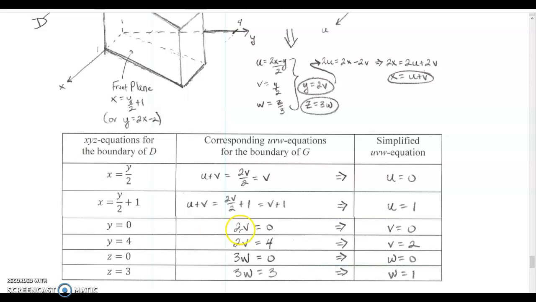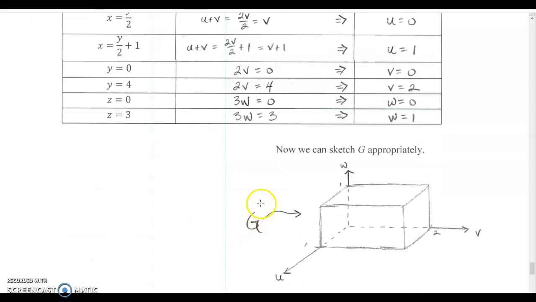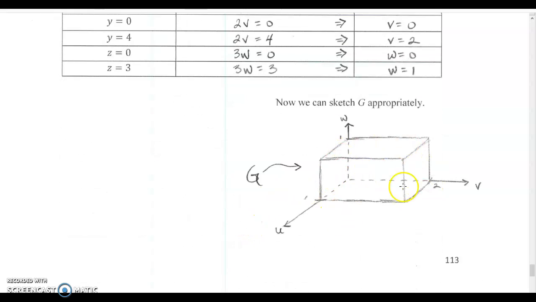Y equals 0 is 2v equals 0, so v equals 0. Y equals 4 is 2v equals 4, so v equals 2. Z equals 0 is 3w equals 0, so w equals 0, and z equals 3 is 3w equals 3, so w equals 1. So we have a nice cubical region in the uvw plane, which is what we were hoping our transformation would show us.